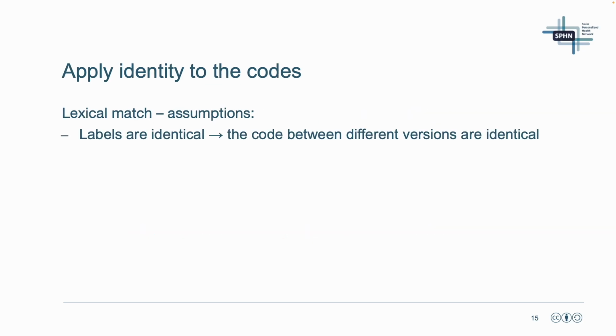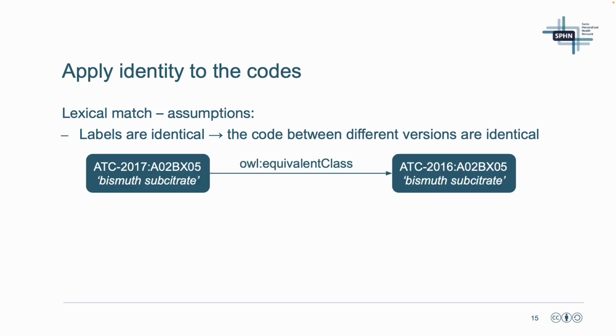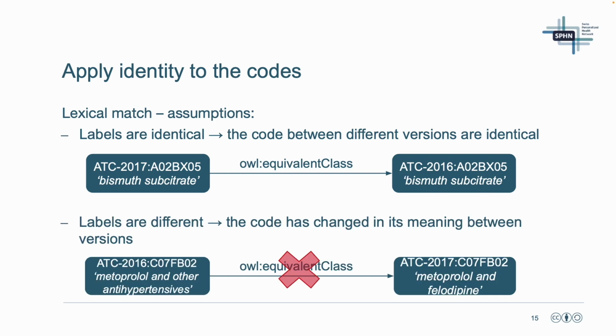Then we apply identity to the codes. The consecutive versions of a code are compared, and if the labels are identical, then we make the assumption that the code is identical in meaning. To reflect this in the terminology file, we add an OWL equivalent class between the 2 versioned URIs of the code. If labels have any difference, we make the assumption that the code may have changed in its meaning, and therefore we do not have this OWL equivalent class connection.